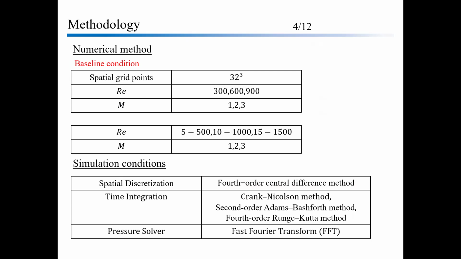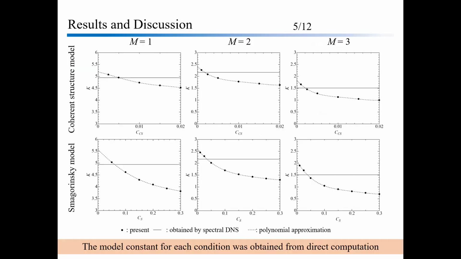Both governing equations are spatially discretized using a fourth-order central difference scheme. Kinetic energy conservation uncertainty was introduced using the implicit Crank-Nicolson time integration to compare with cases without such errors. We use the expected second-order finite difference method and the fourth-order longitudinal method for validation. The Poisson equation is solved directly using the FFT.